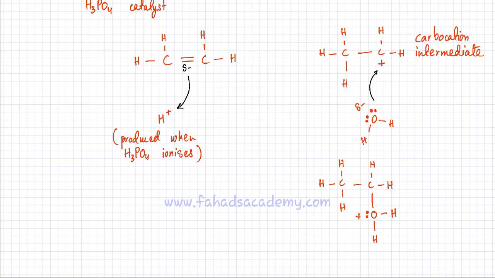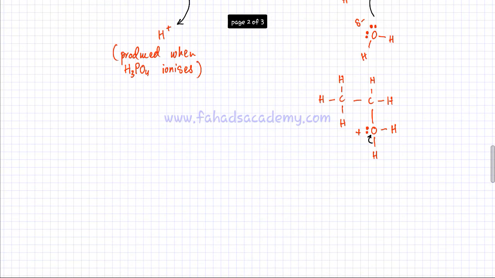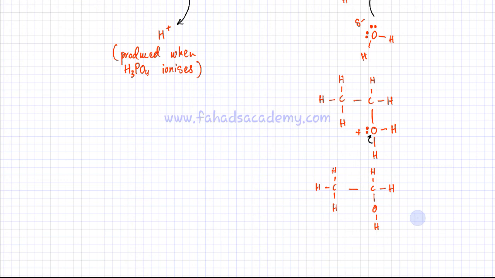In the last step, this oxygen wants its electrons back, so it's going to lose this hydrogen. It's going to take those electrons from the hydrogen, and this hydrogen is going to break away. The product that is formed is CH3 bonded to two hydrogens and an OH group, and the hydrogen ion breaks away.